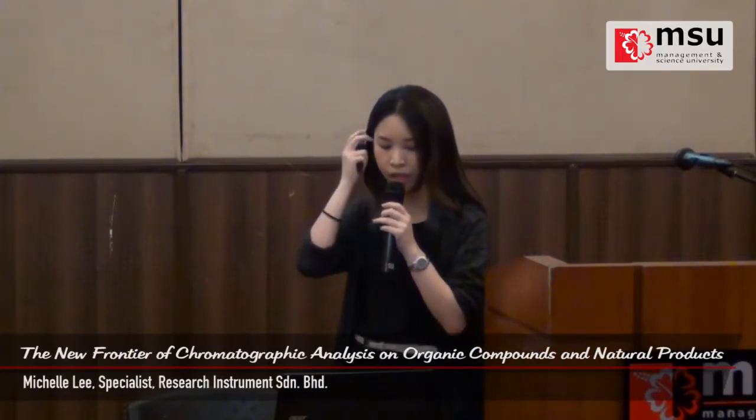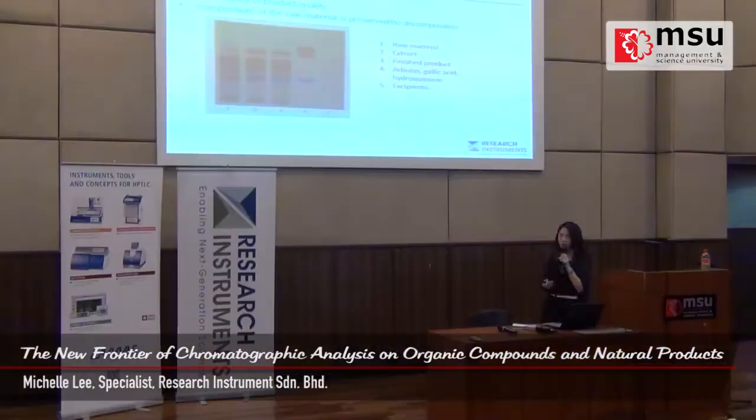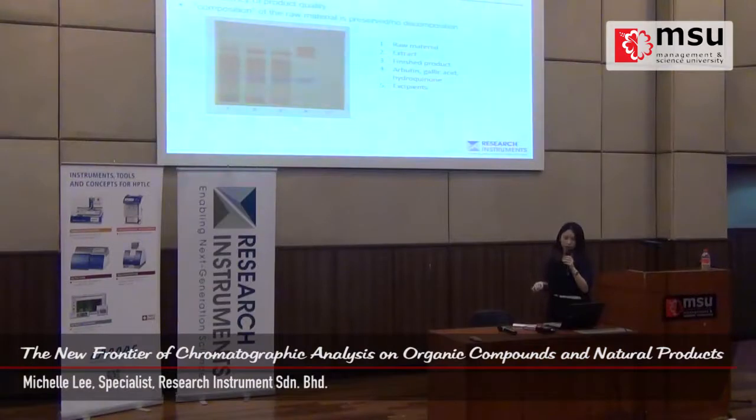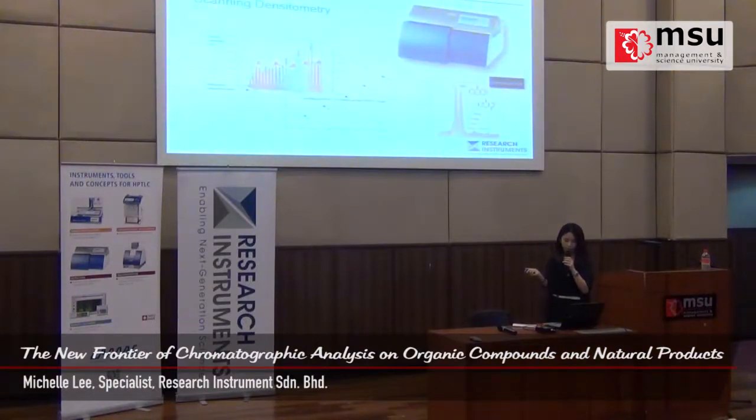And last but not least, process control. For example, the first one is the raw material fingerprint, the second is the extract, and the third is the finished product. They want to know, at each and every step, whether they lost some component or whether some component was decomposed. They want to ensure the consistency of the product quality at each and every stage. So these are some of the applications.